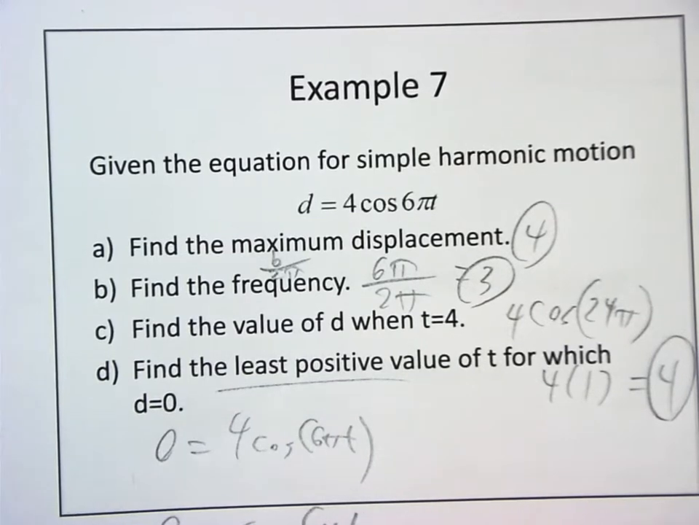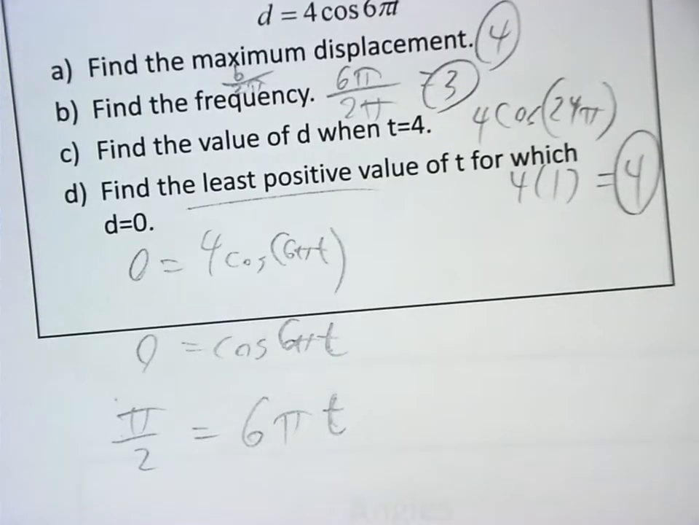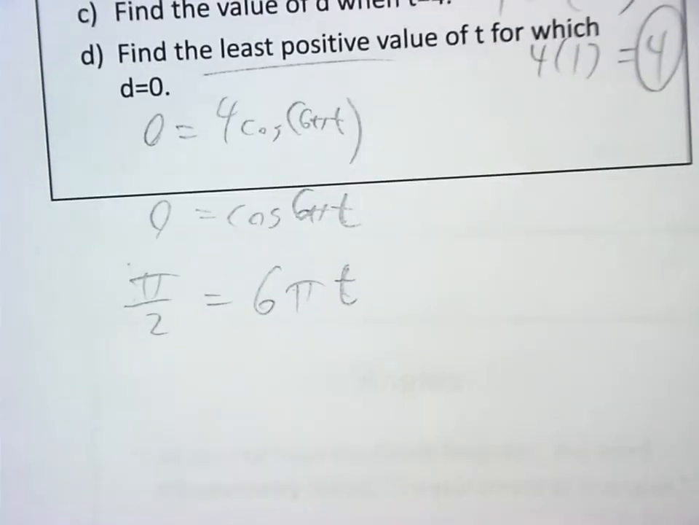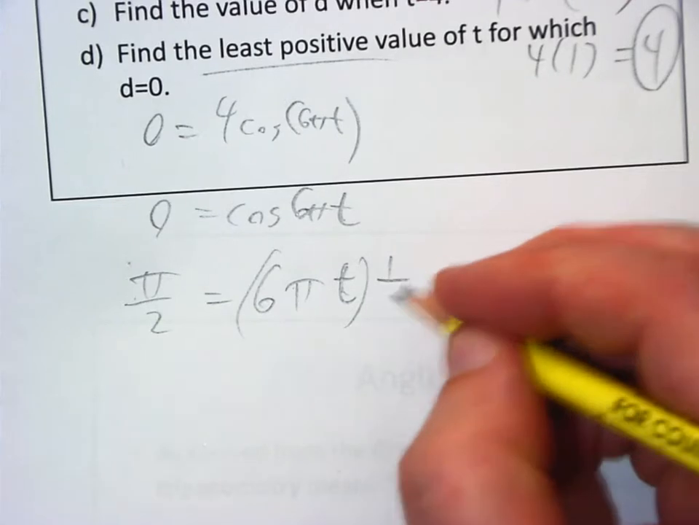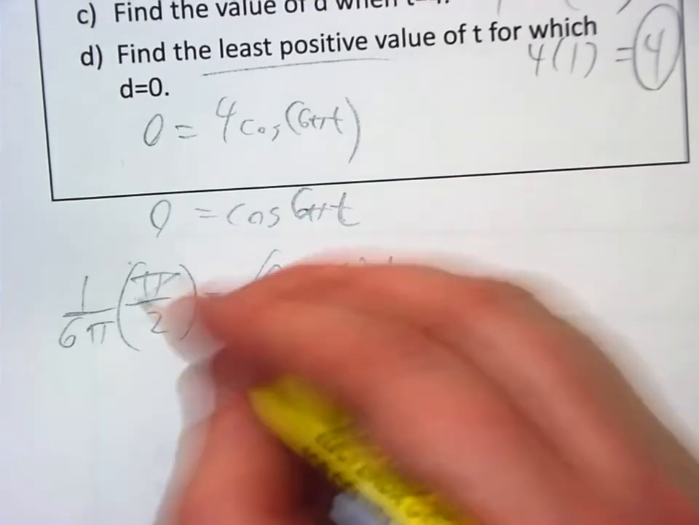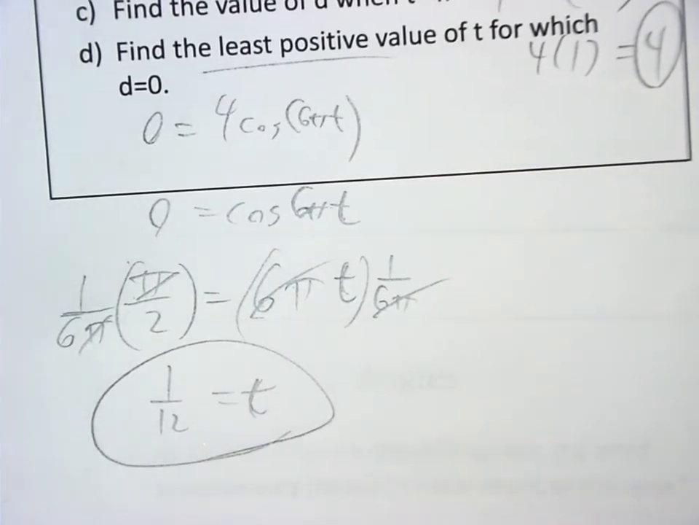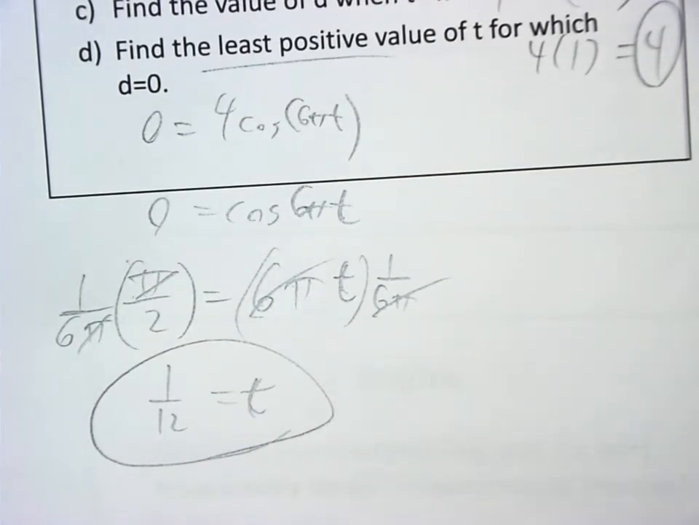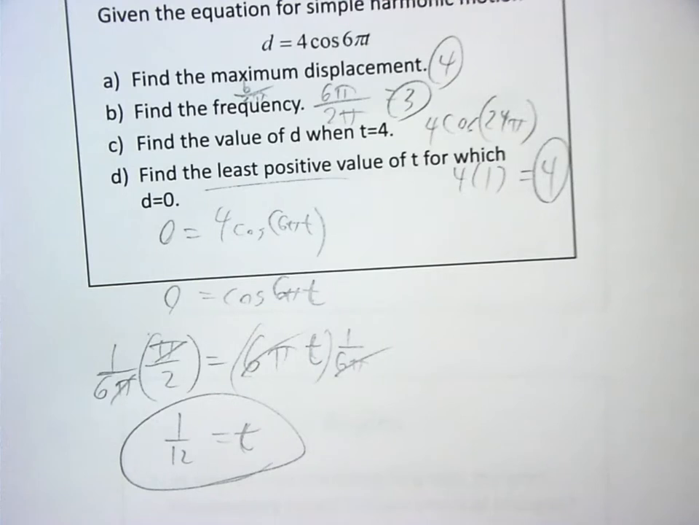So pi over 2 is now equal to 6 pi t. Divide by 6 pi, or I would just multiply by 1 over 6 pi. Because when I write it that way, what cancels? The pi's. And you're left with 1/12. So time is 1/12. So 1/12 of a second later is at equilibrium. Questions? Okay. That's all for chapter 4.